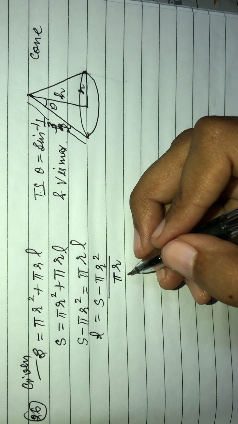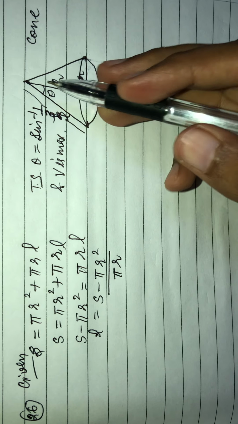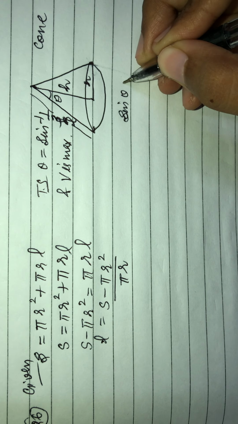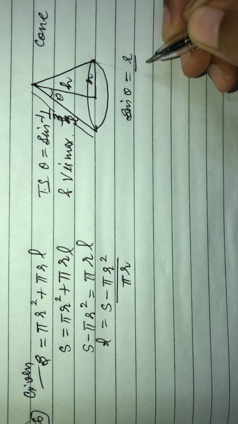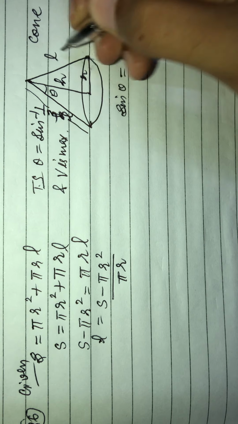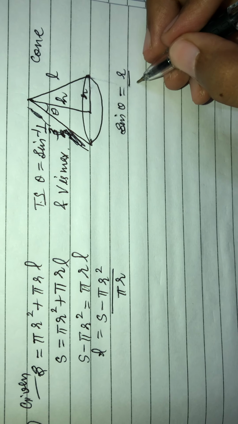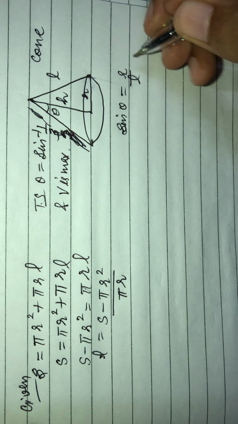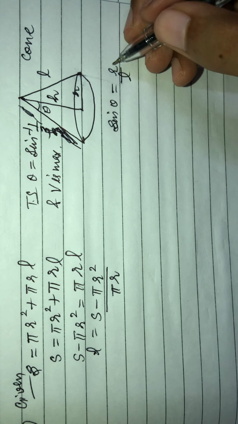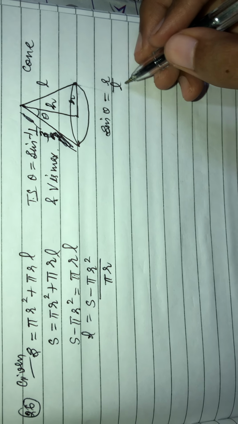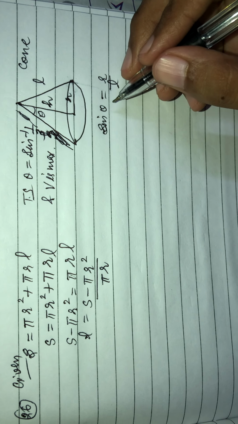So we'll use it. Now what you need to do, if I talk about sine theta, do remember sine theta is what? Perpendicular upon hypotenuse. We can write r upon l. So r upon l. Okay. So this we will use later on. Either we need to convert r in terms of l or l in terms of r, so that we'll get the value of theta.